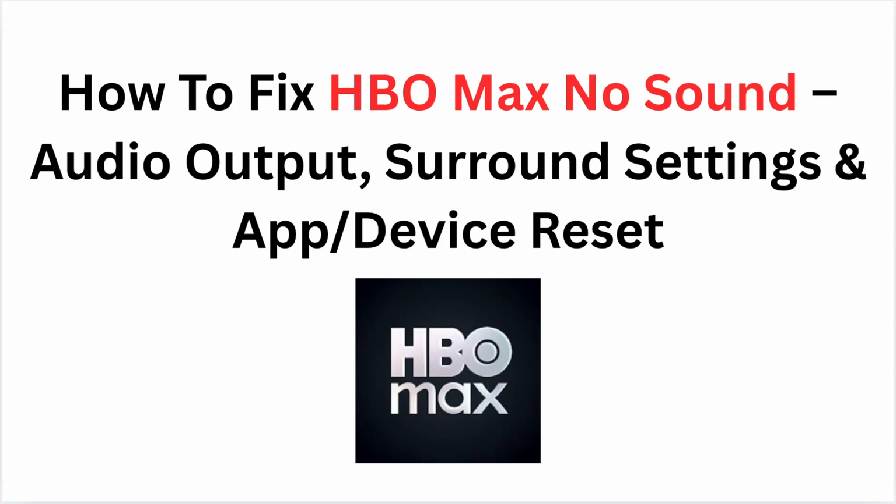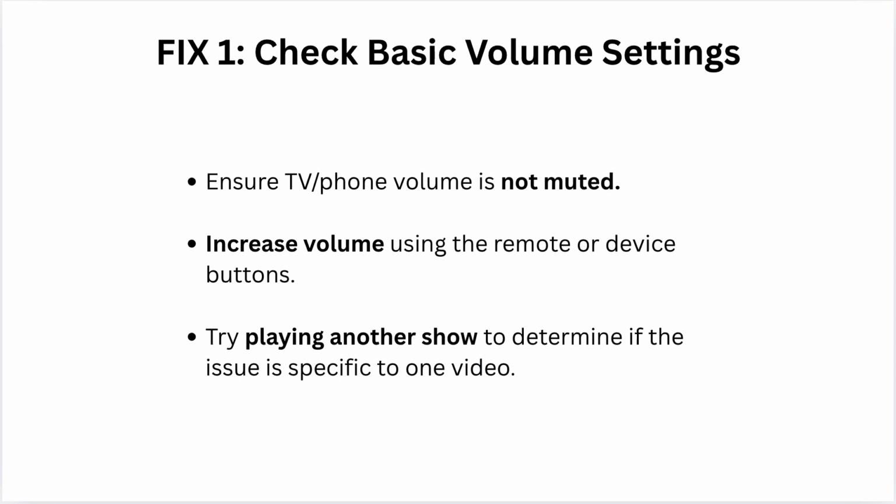So hey everyone, in this video we will see how to fix HBO Max no sound, audio output, surround setting and app device reset. So fix 1 is check basic volume setting. Ensure TV or phone volume is not muted. Increase volume using the remote or device button. Try playing another show to determine if the issue is specific to the one video.